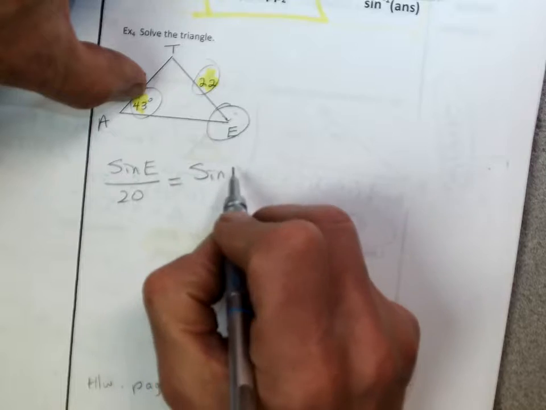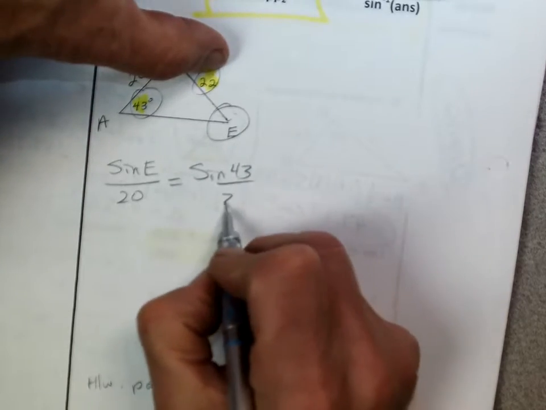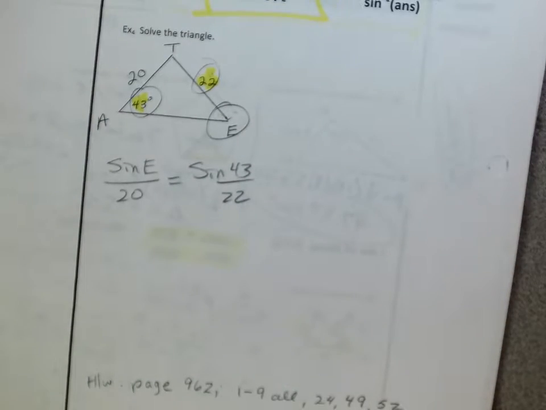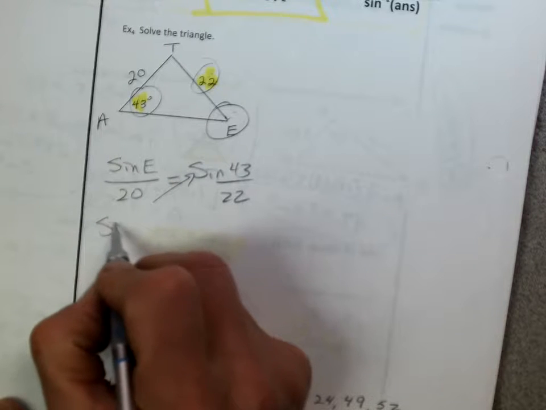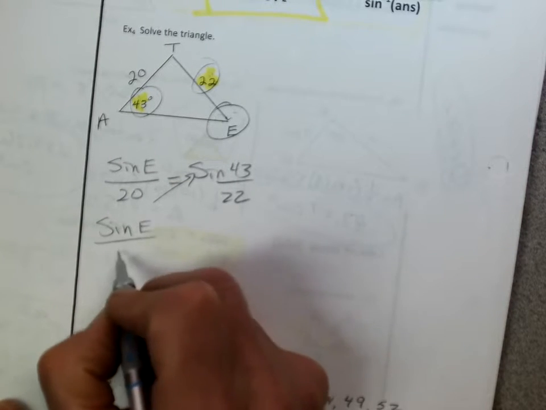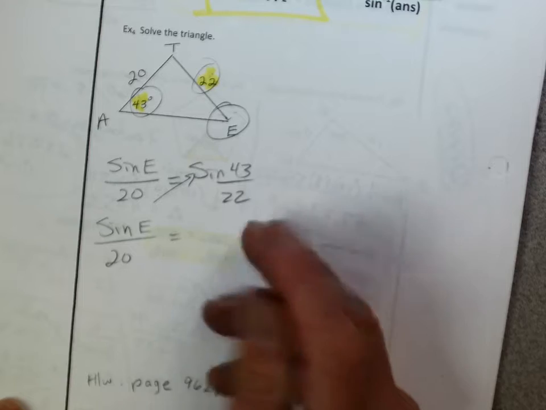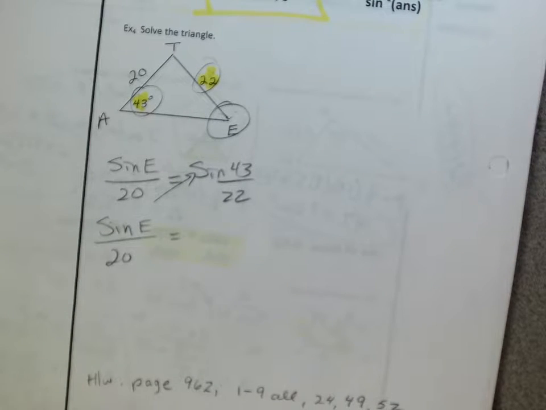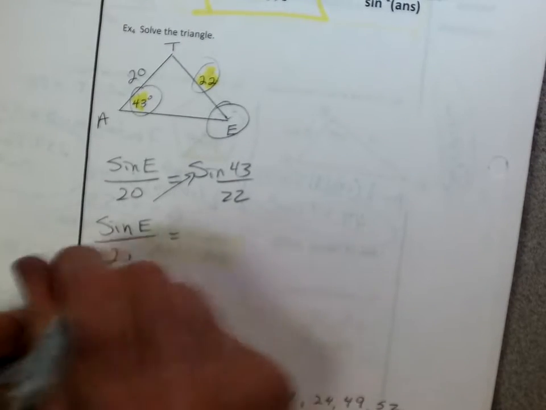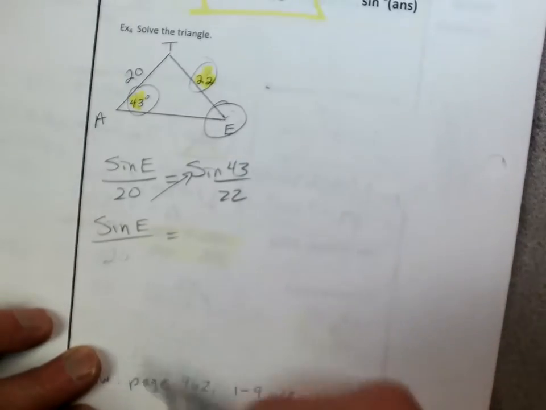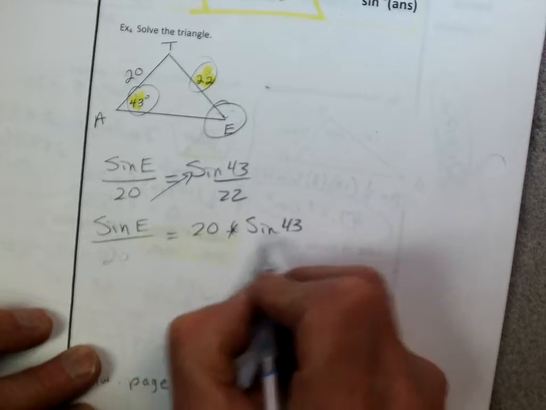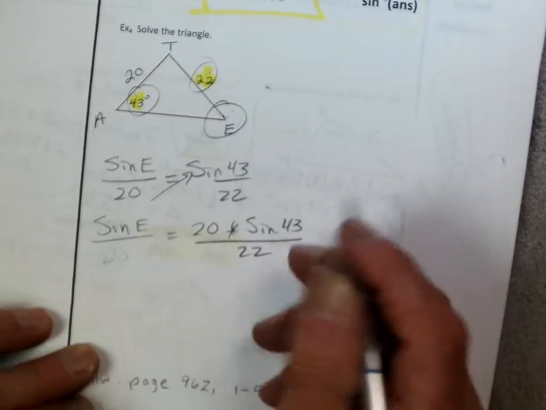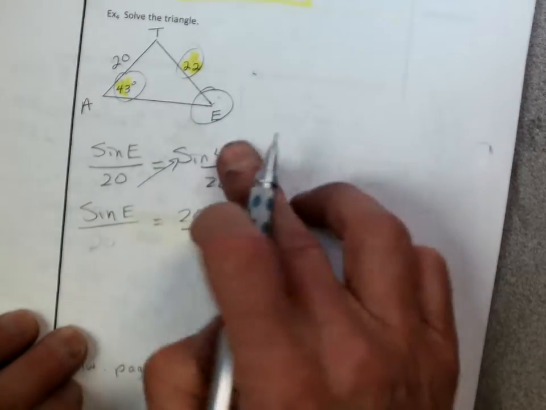Sine of 43 over its opposite side, which is 22. All right, set up. So now all we have to do is cross multiply. We're going to bring the 20 up there. Sine of E over 20 equals... I'm sorry, I'm trying to cross multiply and I didn't. Sine of E equals 20 times the sine of 43 over 22. There we go. I just brought the 20 up there.